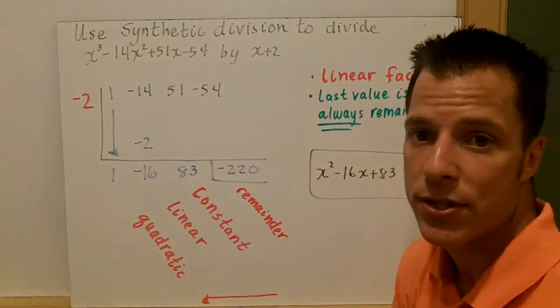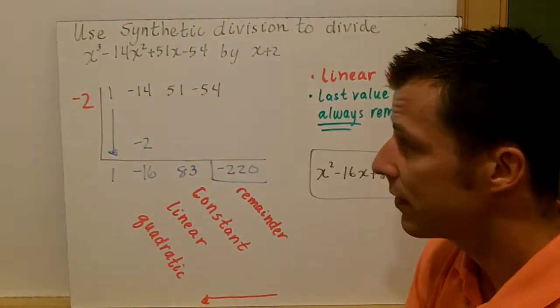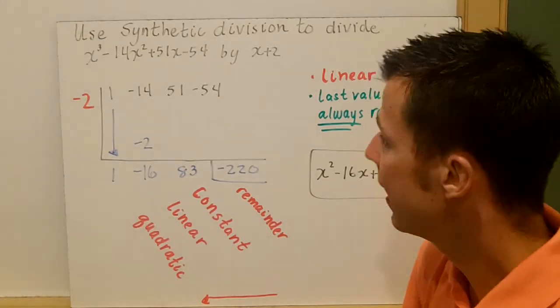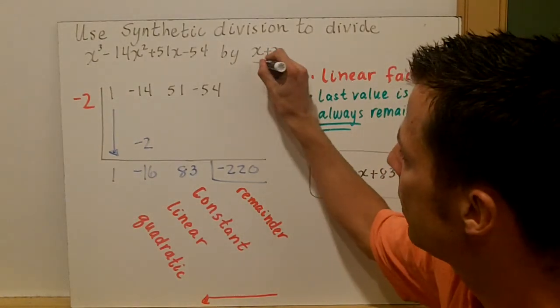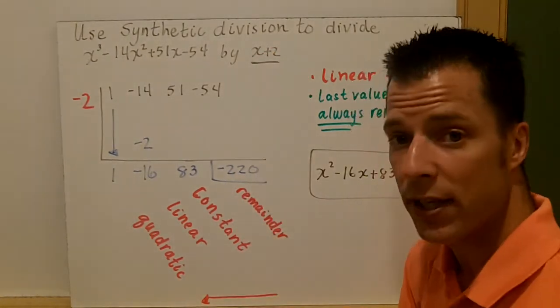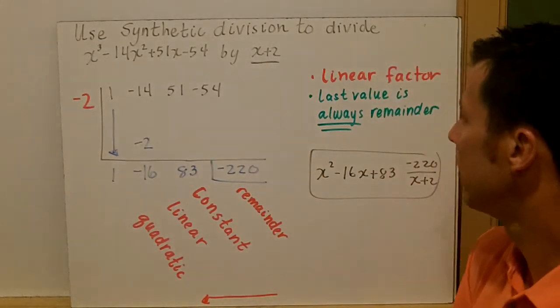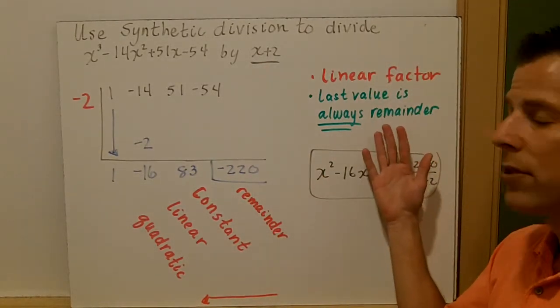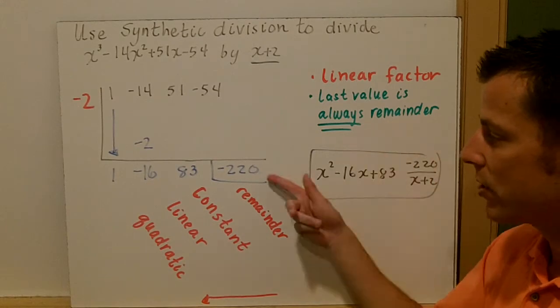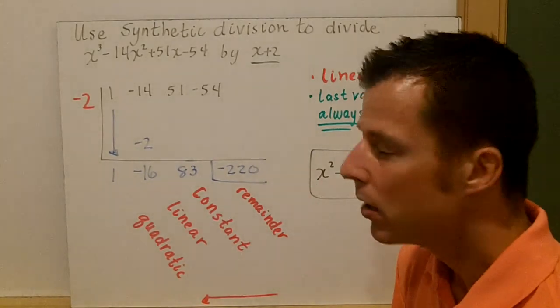Now we're on to synthetic division. Synthetic division you can only use when you have a linear factor. And I mean linear factor right here. X plus 2 is linear. X is a first power. Okay? So here's the thing. The last number you get is always going to be your remainder.